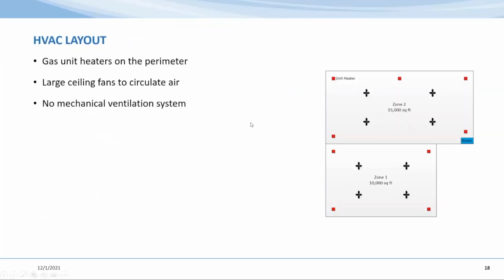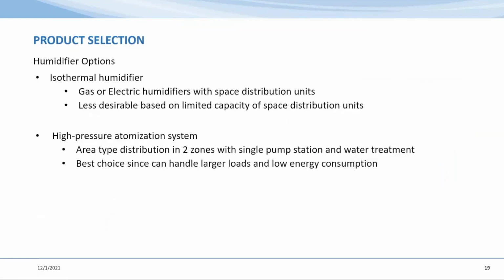So looking at the HVAC layout, they have gas heaters for those design days that are lower than the set point temperature. And then they have large ceiling fans. Other than that, there's no mechanical ventilation system. So looking at product selection, we could do this a couple of different ways. And we set this up for adiabatic specifically because we could benefit from cooling.